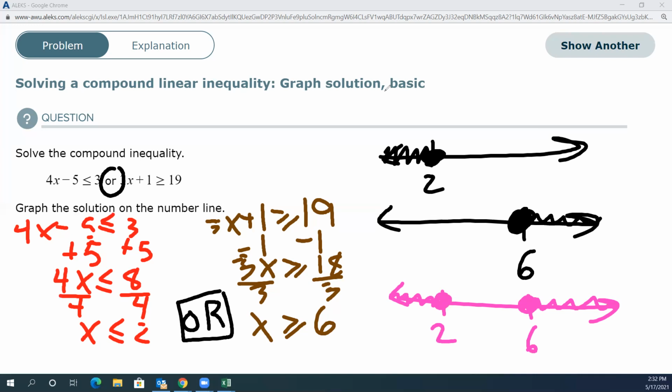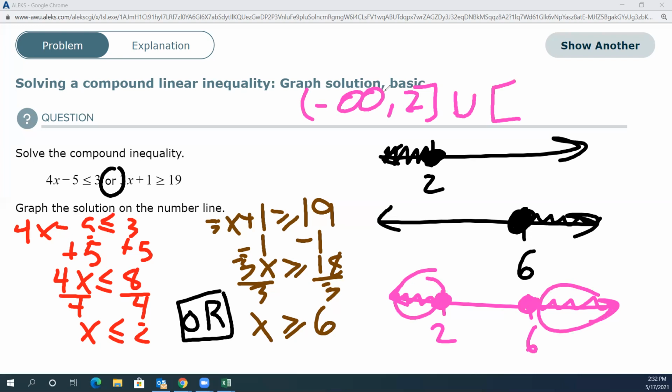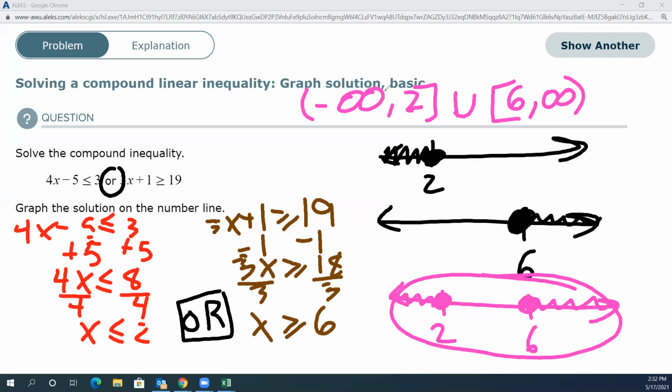If we wrote that in interval notation, it would look like this. Everything from negative infinity to 2, union, because our solution set comes in 2 pieces, so we connect the 2 of them with a union. And then 6 to infinity. That would be how you would write it in interval notation. They don't ask us to do that, but they will eventually, pretty soon. But this is the solution that they're looking for.